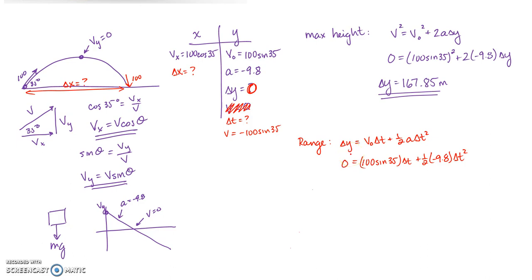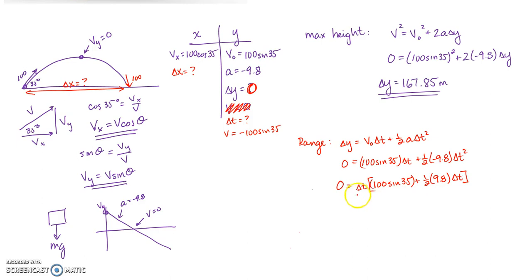Use the quadratic equation. But since it is 0, we can do a little bit of a trick here. So I'm going to show you the trick for when it's 0. So we got 0 equals, and then we can actually factor out a delta t. And so then that's going to be 100 sine of 35, because we factored out the t, so that's gone, plus 1/2 times 9.8 delta t.